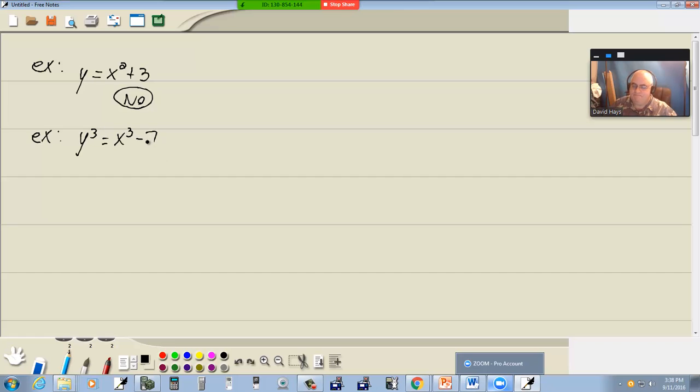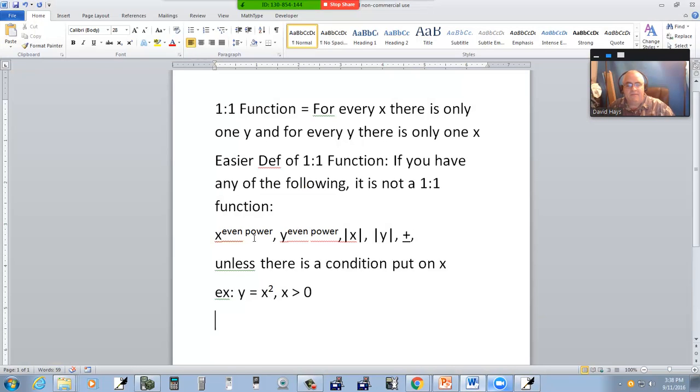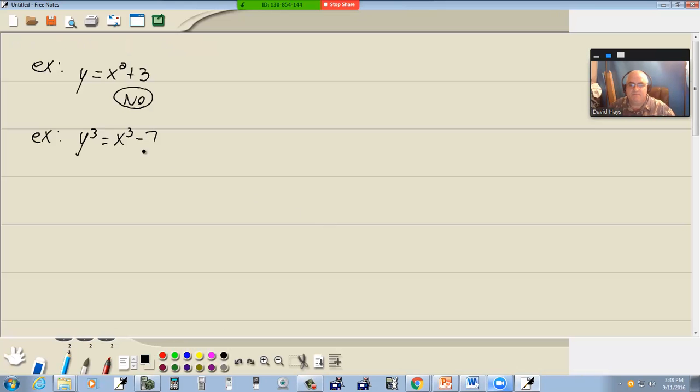Now this one here, we said we can't have x to an even power, y to an even power, absolute value of anything, or plus or minus symbol. These are odd powers. We can have those. So this one, the answer would be yes, it is a one-to-one function. Now what that plus or minus looks like is you'll have y is equal to plus or minus square root of x. You can have a plus, you can have a minus, but you can't have this plus or minus symbol. If you have that, then the answer is no, it's not a one-to-one function.